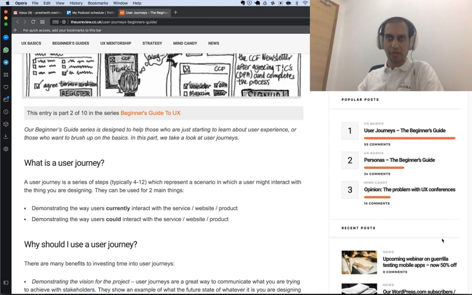So a brief description of what a user journey is. It's basically a set of steps that we think the user would do when we are designing a product. There are two aspects to it. One is to demonstrate what they are doing today with their existing service, website, product, whatever it is we're designing, or to demonstrate how they would interact with whatever we are designing.